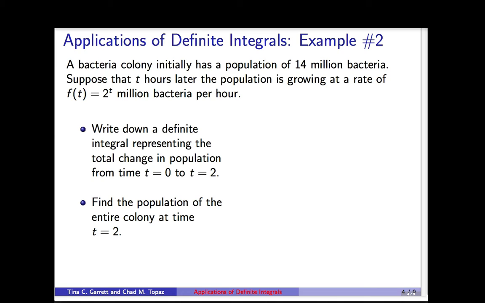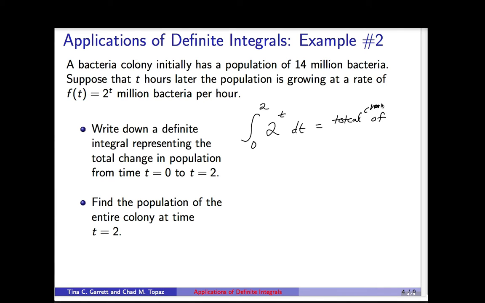In this next example, we've got a bacteria colony, and we know that initially it has a population of 14 million bacteria. Suppose that t hours later the population is growing at a rate of f of t equals 2 to the t million bacteria per hour. First, let's write down a definite integral representing the total change in the population from time 0 to time t equals 2. That total change is the integral from 0 to 2 of the rate of change, which is 2 to the t, times dt, the little variable there, and that should give us the total change in the population. That's the definition.